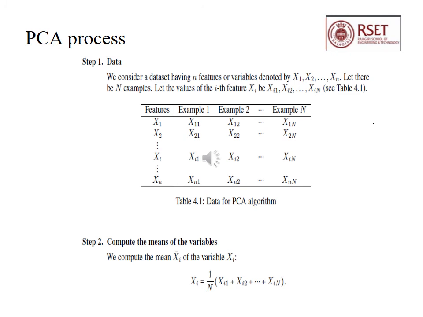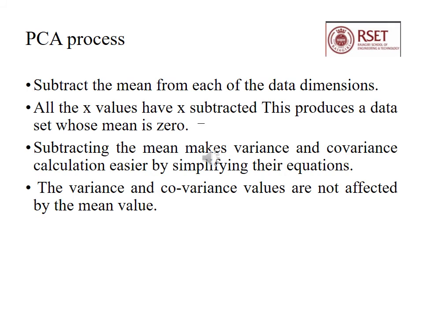Let's see the different steps in PCA. First one, the data. We consider a data set having n features or variables, and suppose we have n examples, and let the values of the ith feature be x1, x2, up to xn. Next step is to compute the mean of the variable. We already know how we can compute the mean. The mean can be calculated as xi bar, which is equal to 1 over the total number of samples times xi1 plus xi2 plus up to xin. So PCA subtracts the mean from each of the data dimensions.